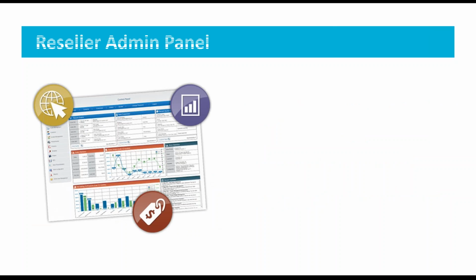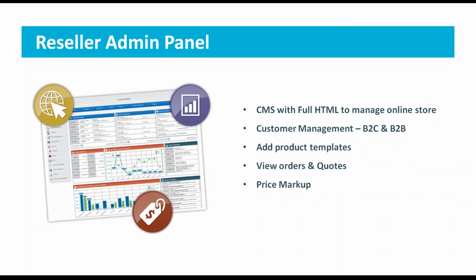Each reseller also has their own admin panel where they get a complete content management system, CMS, with full HTML. So they can personalize their own website, look and feel, and content. They can also see all the products given by the trade printer, and then they can decide which products they want to market in their store and which products they want to display on the home page. So they have those capabilities.